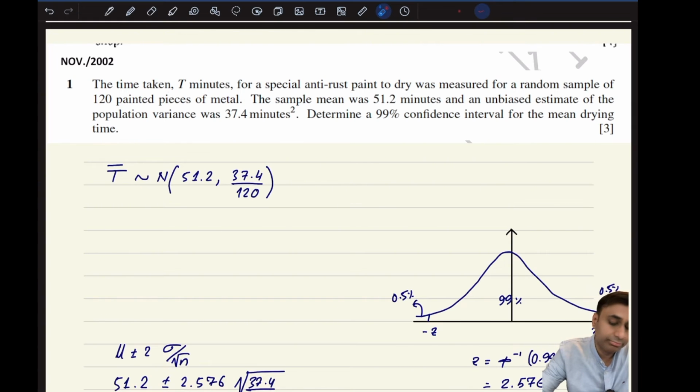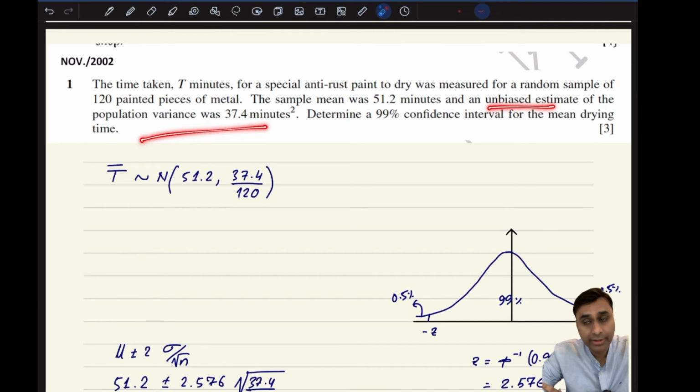It says the time taken, t minutes, for a special anti-rust paint to dry was measured for a random sample of 120 painted pieces of metal. So you are taking a sample size of 120, the sample mean was 551.2, and an unbiased estimate of the population variance was this. If you had a sample and you calculated its variance, then you would have to apply the formula to get the unbiased estimate. But the question says that it has already found the unbiased estimate for you. So you don't need to do anything to that. You can take this as the population variance.